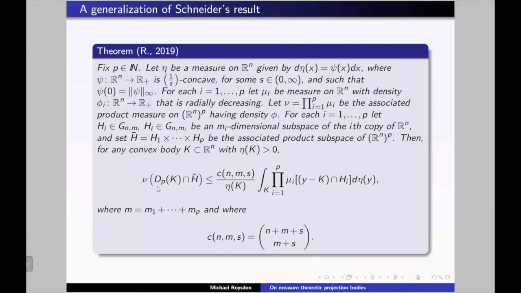You get that the nu measure of this p-difference body of K intersected with this H bar never exceeds some constant, depending on the dimension, this sub-dimension m, which is just the sum of all of these m_i's, divided by the volume of K, and then an integral over K of the product of the mu_i measures of the affine sections of H_i and y minus K. Okay, and again, if you pick p equals 1, you get the result that I had before with Artem, Maria, Jesus, and David. And if you take volume, you recover Rogers-Shephard, which is nice.